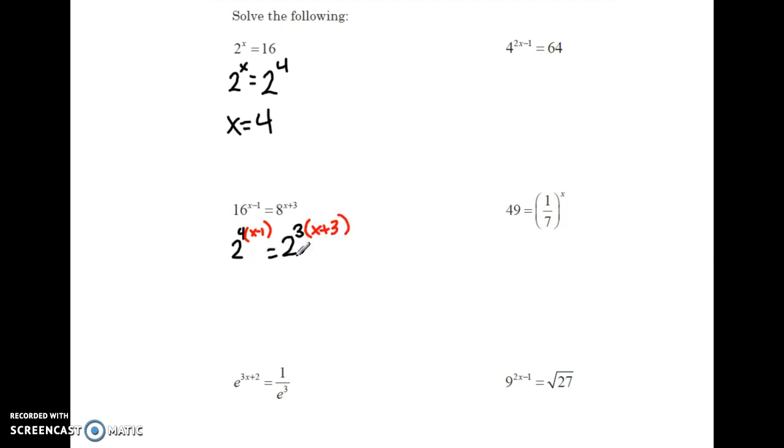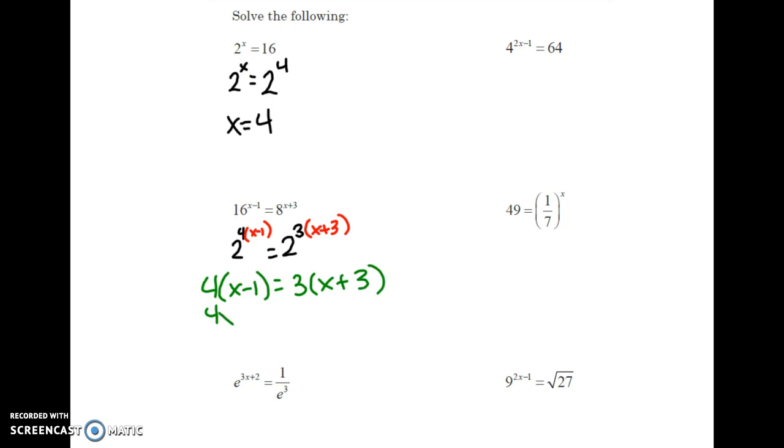Okay, so I got my bases to be the same. So I turned 16 to 2 to the 4th and 8 to 2 to the 3rd. Now I have two bases that are the same, so all I have to do is focus on the exponents. 4 times x minus 1 needs to equal 3 times x plus 3.